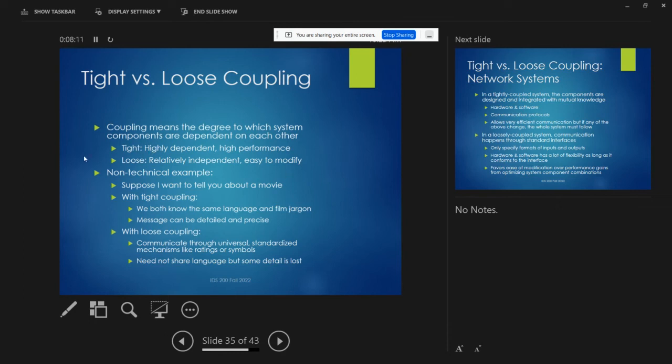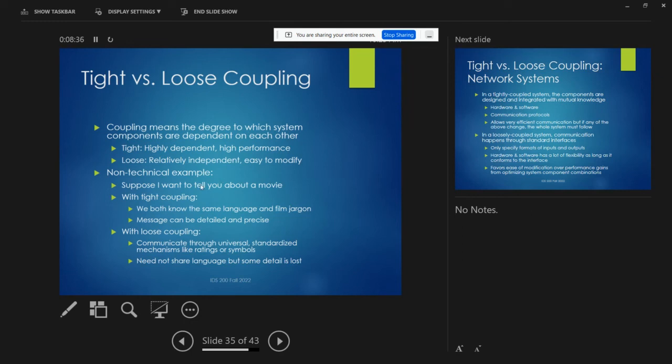If you have a loosely coupled system, then the components are relatively independent, which has the advantage that it's easier to modify, right? When I talk about modular components and that, say, the database machines only need to be able to understand a query that comes in, they don't need to know the hardware of the server that's sending it, that's a loosely coupled system. So there are some benefits to each.